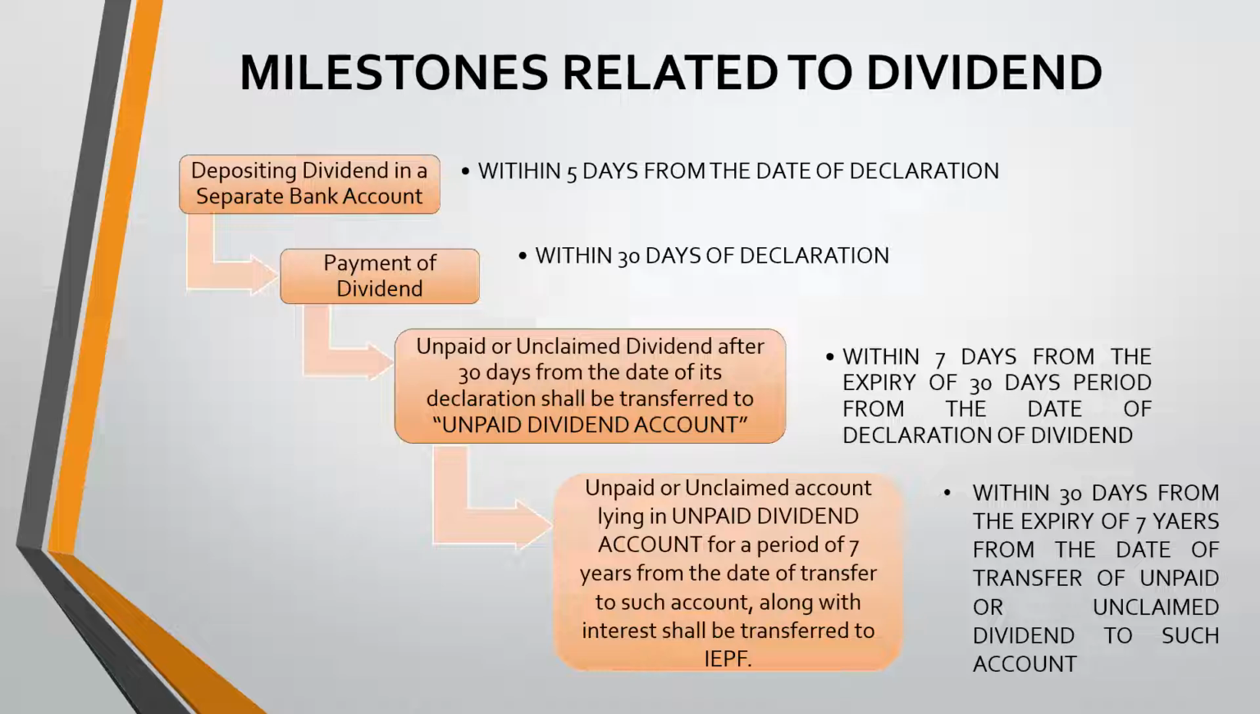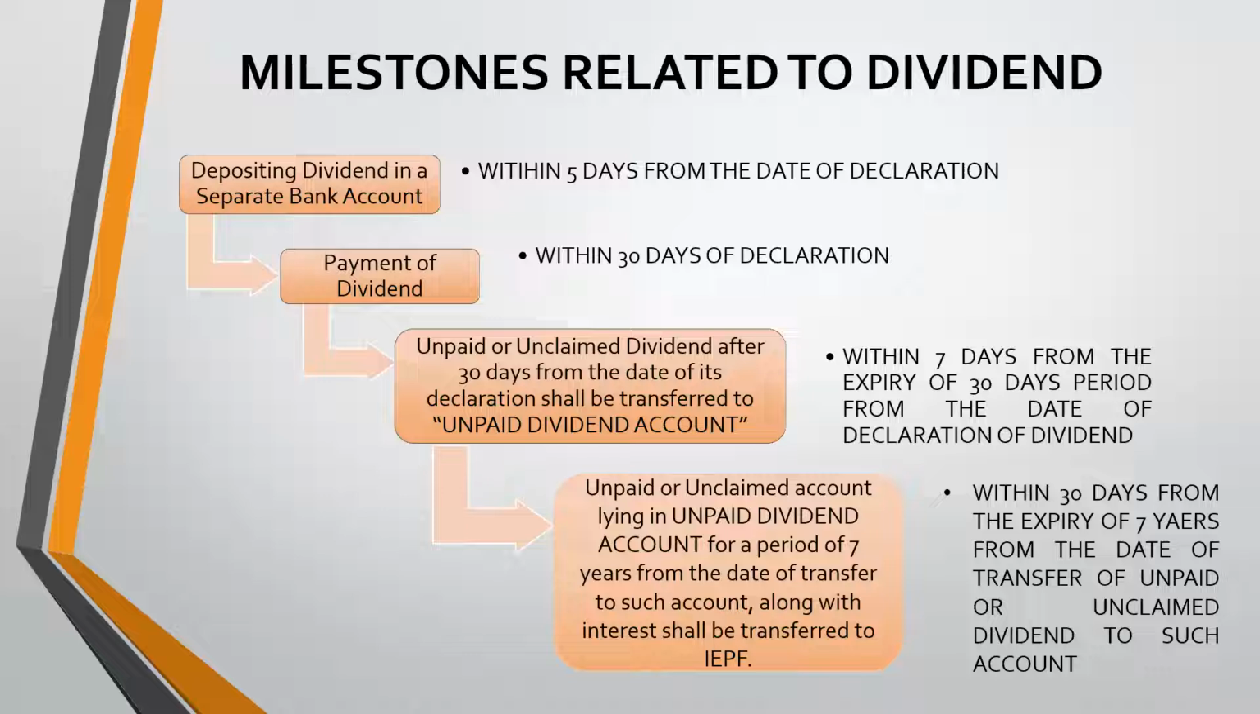So what is the timeline? What is the first timeline? The first timeline is that the company shall deposit dividend in a separate bank account. Before declaring the dividend, the company shall open a separate bank account and deposit that amount within 5 days from the date of declaration. Then within 30 days from the date of declaration, the company shall pay the dividends.